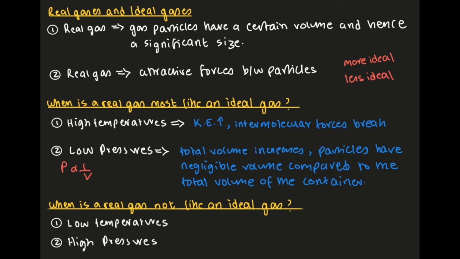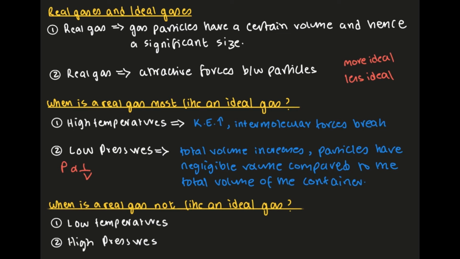So when you decrease the pressure, the total volume of the gas, and like we talked about previously, total volume refers to the volume of your container. The particles themselves, which have a fixed volume, are going to have a negligible volume compared to the volume of the container, which satisfies the first assumption that we discussed. So at these two conditions, high temperature and low pressure, a real gas will be most like an ideal gas.